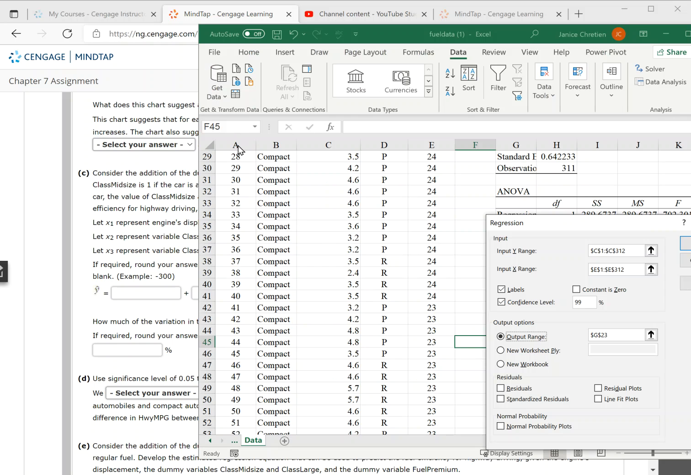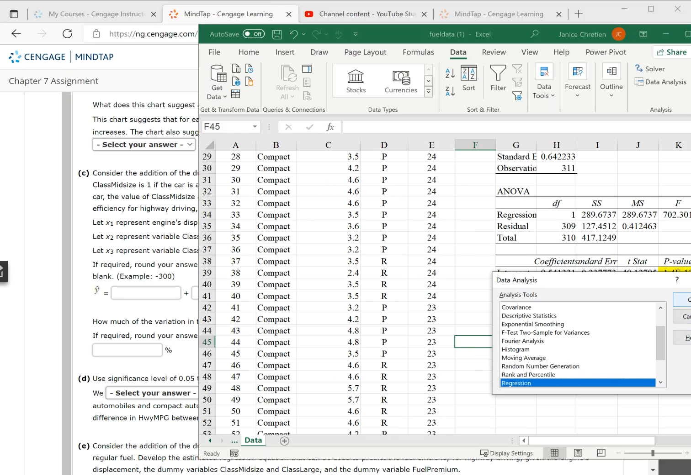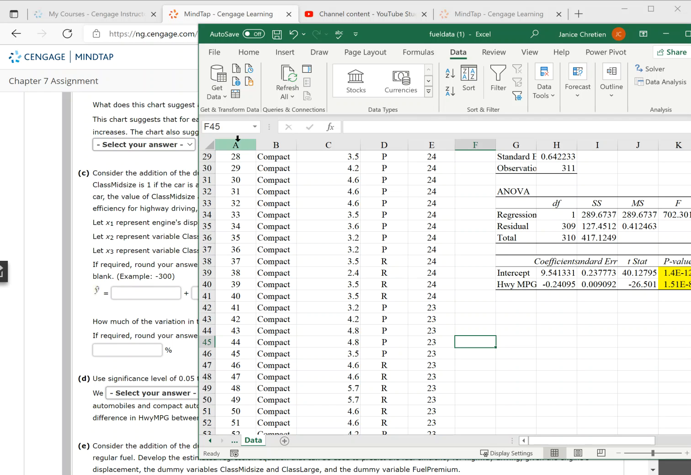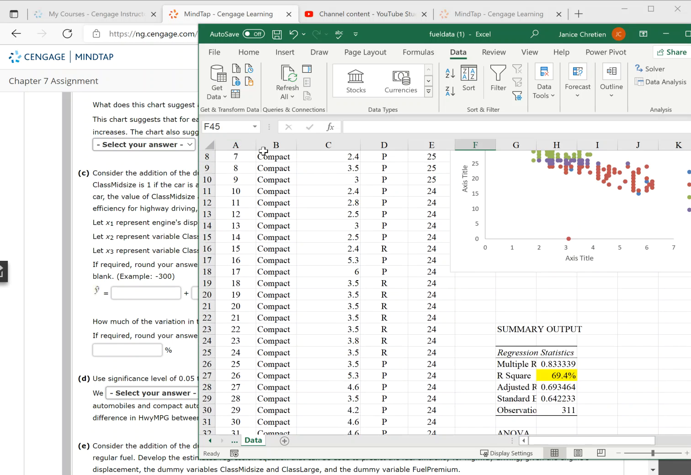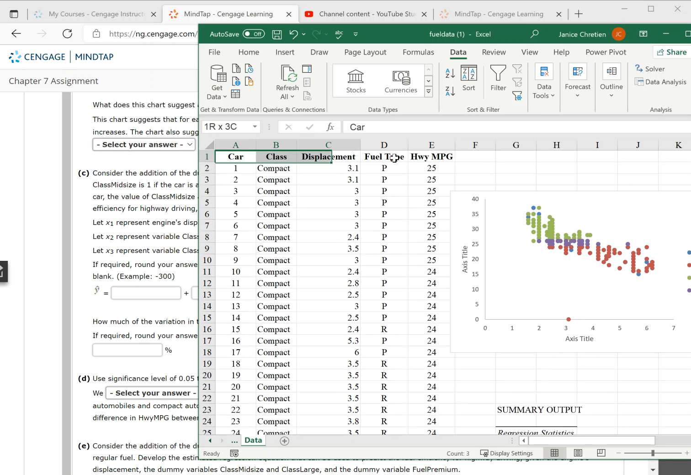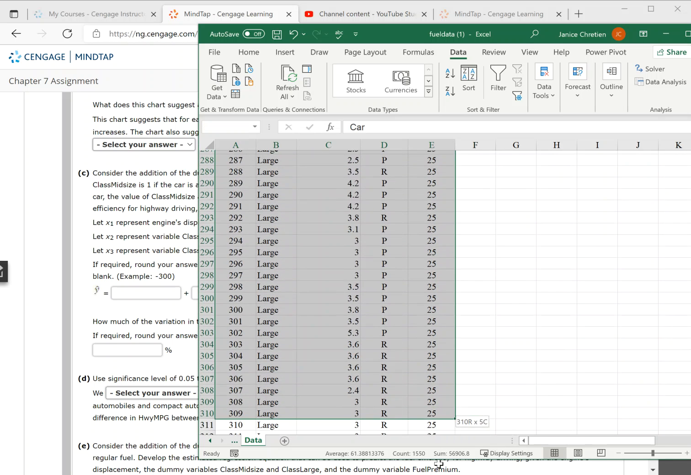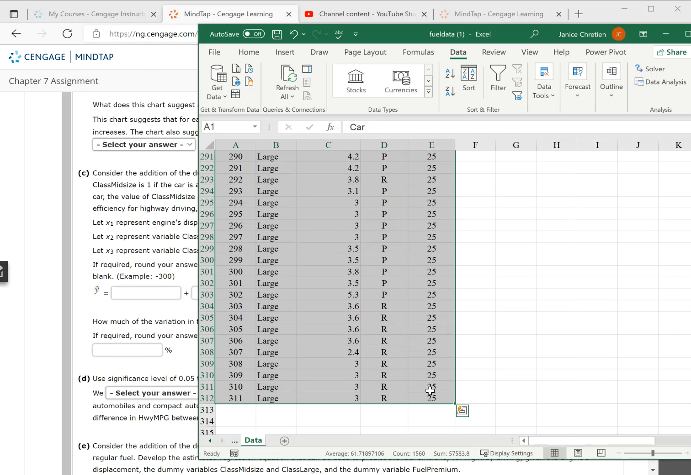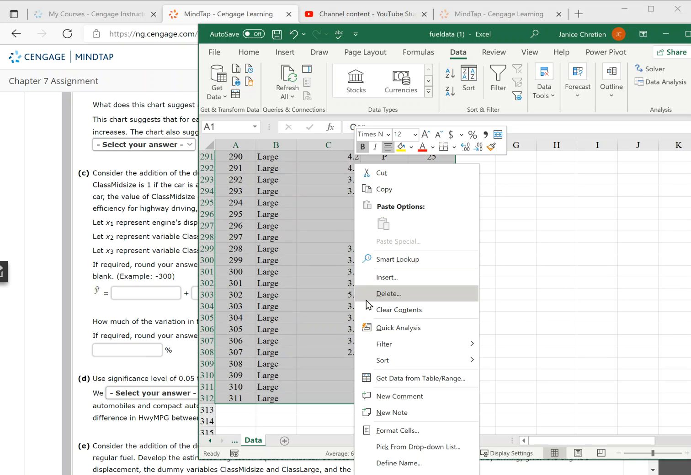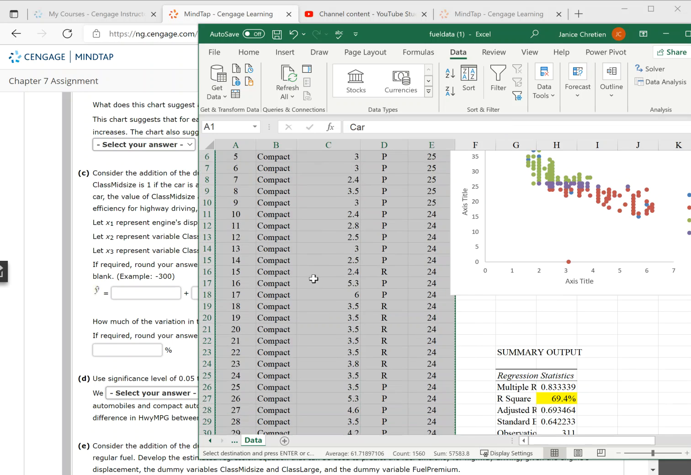Okay, so to do that, to make it easier for you to see, I am going to copy all of this and I'm going to paste it down here to kind of start over with this data.